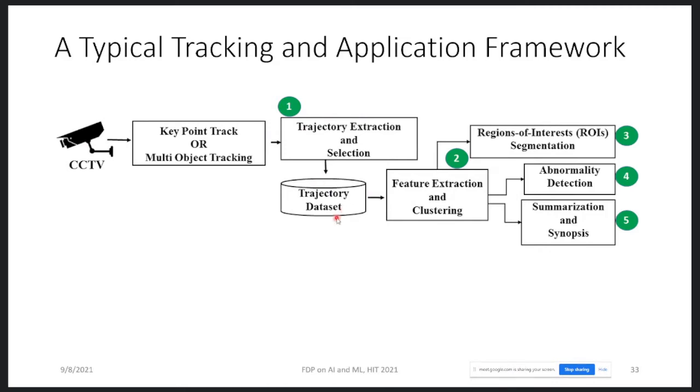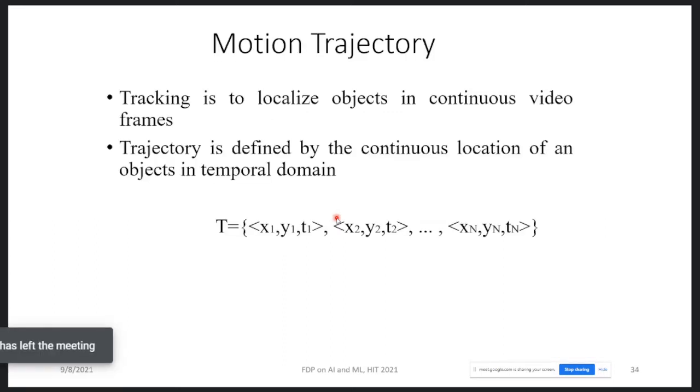And from this trajectory database, you can extract various types of features. We'll see what kind of features can be extracted. Then you can apply them in various situations. For example, based on the object movement, you would like to understand which are the interesting regions in a scene, what kind of movement is abnormal, and what kind of movement is normal. You also do some high-level applications like synopsis generation or summarization. I'll show you some examples of this.